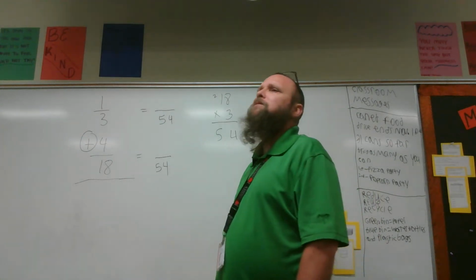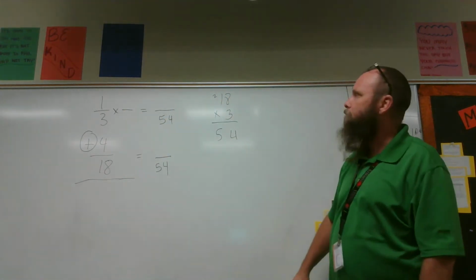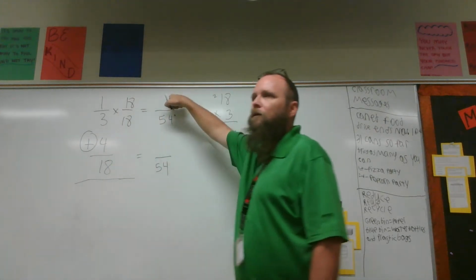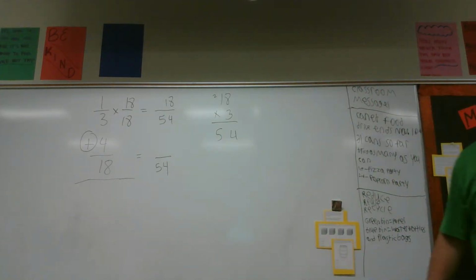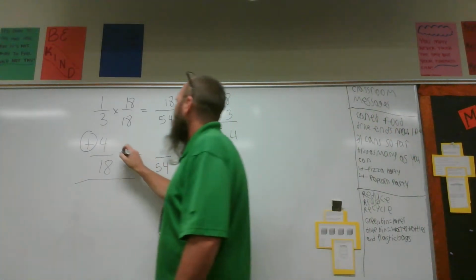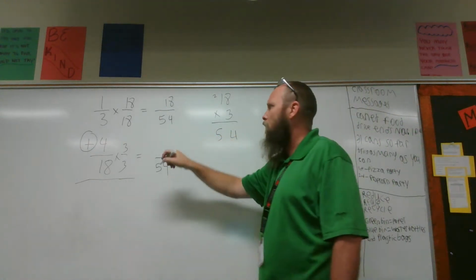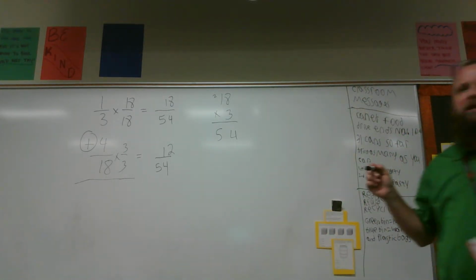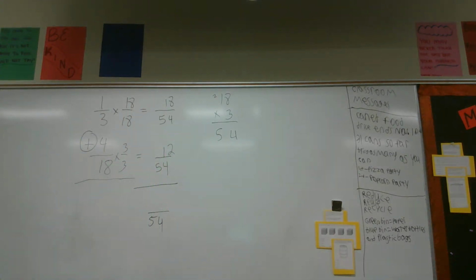So let's call Alyssa. What did I multiply by 3 to get 54? 18. So I multiply this by 18/18. What's my numerator? 18. What did I multiply by 18 to get 54? 3. So I multiply this by 3/3. And I get what? 12. And I get 12/54. The rules don't change. You still leave the denominator the same, and you add your numerators.